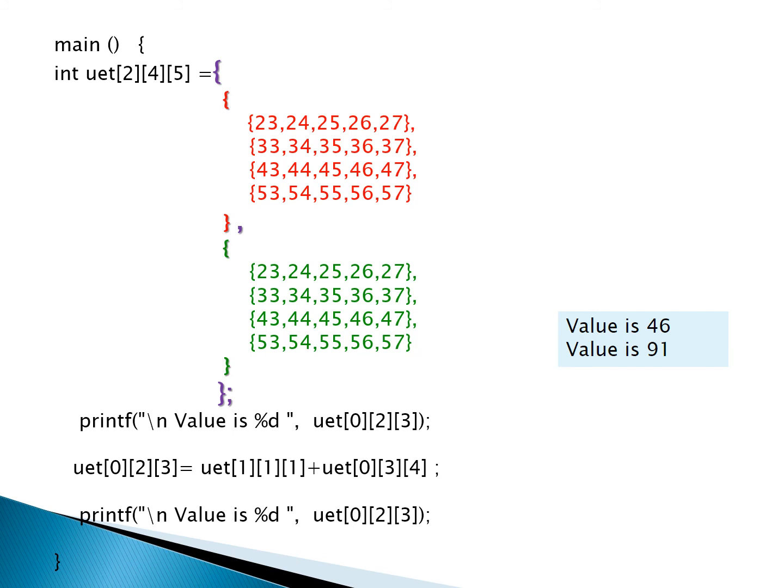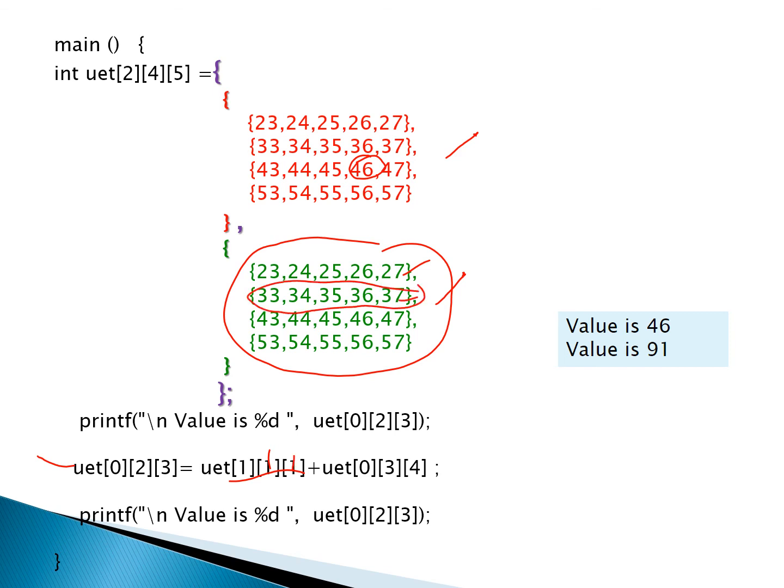So 0, 2, 3 is this location, and 1, 1, 1 means this two-dimensional array. This is 0, this is 1. So this is the two-dimensional array. And then in the other one, 0, 1, so that means this is the array, and then 0, 1, so this is 34. So the value is 34.